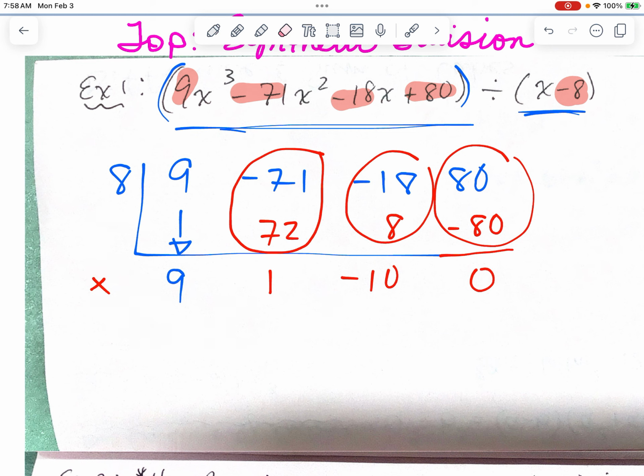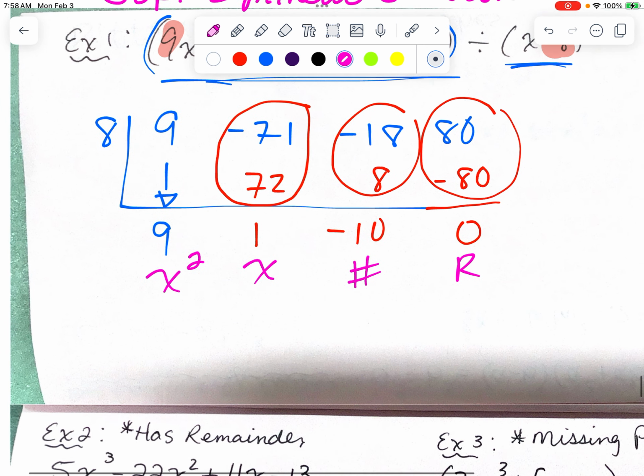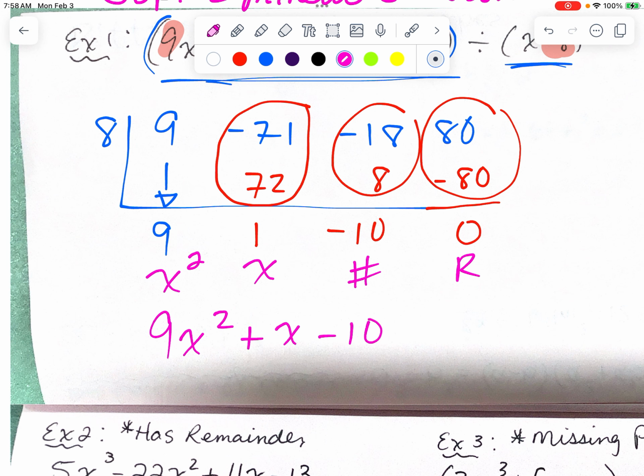So what are the numbers on the outside? What do they represent? So if I start with 0 here, this is my remainder, which means I do not have any remaining numbers left over. This is going to be the constant, which is just the number by itself. This is the x term, and then this is the x squared term. And so we would write that as 9x squared plus x, because the 1 is positive, minus 10. And we don't have a remainder, so this would be our answer.